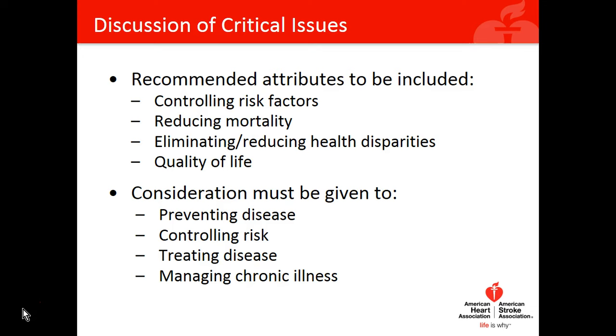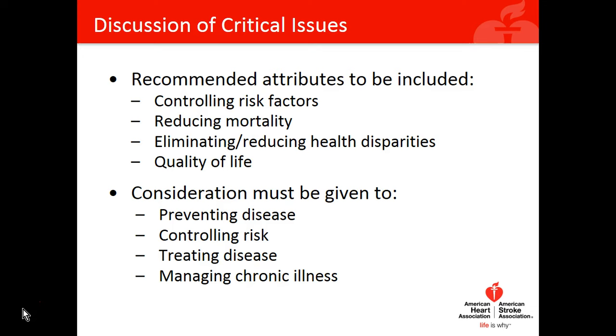So overall, the discussion continued with critical issues related to recommending attributes that needed to be included in the definition of cardiovascular health, including controlling risk factors, reducing mortality, eliminating or reducing health disparities or promoting health equity, and also retaining or improving quality of life. The concept of compression of morbidity is really a salient idea here, where we can promote the maintenance of a high quality of life longer and longer and a smaller period of comorbidity before death. The consideration was also given to preventing disease, controlling disease, treating diseases, and also managing chronic illnesses.